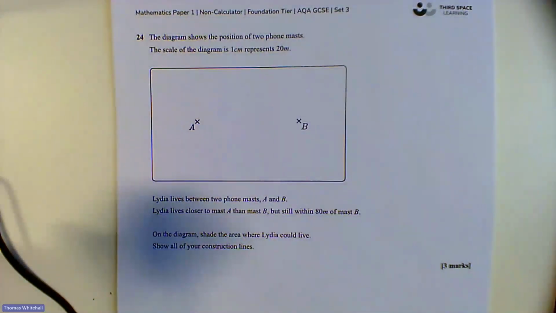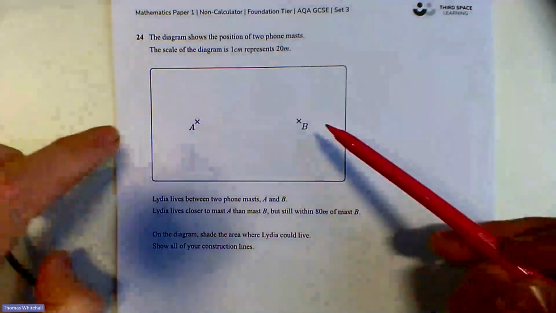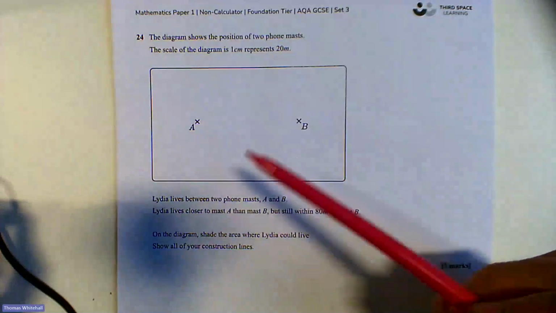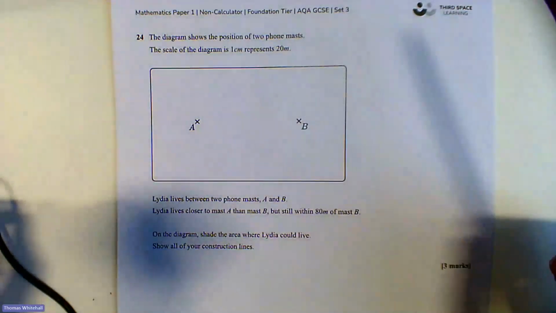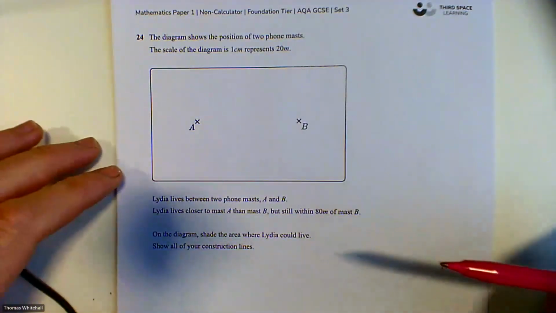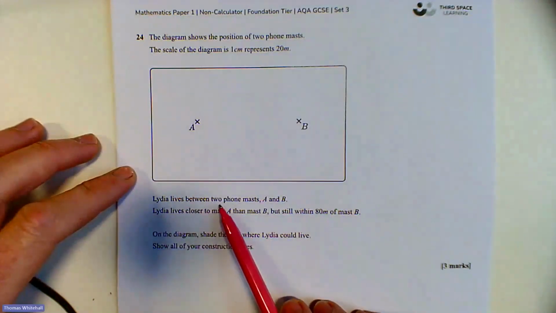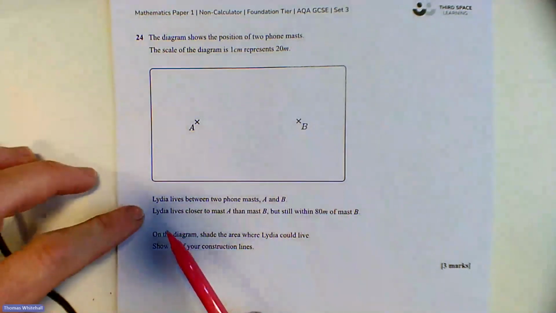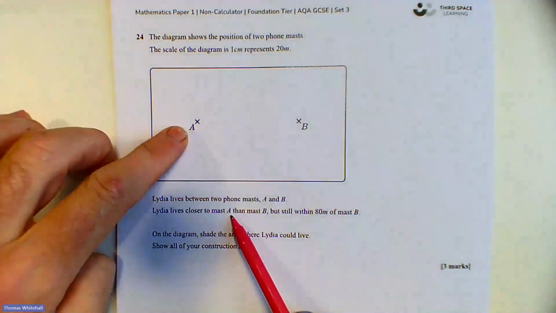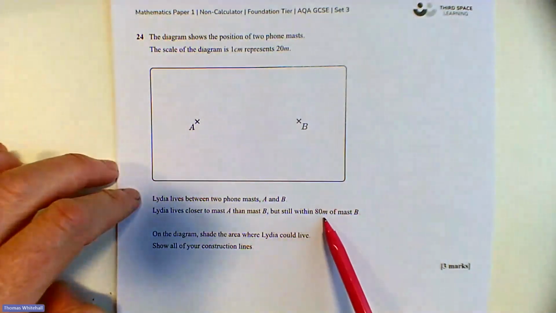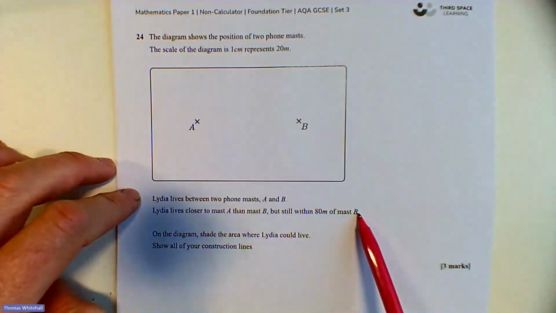Okay, so what we've got here. The diagram shows the position of 2 phone masts. We've got A and B. And then we have a scale for the diagram, being 1 centimetre represents 20 metres. It tells us that Lydia lives between 2 phone masts, A and B. She lives closer to mast A than mast B, but still within 80 metres of mast B.